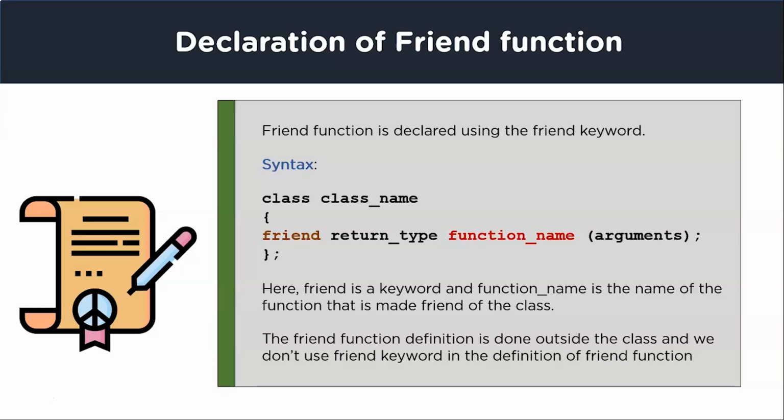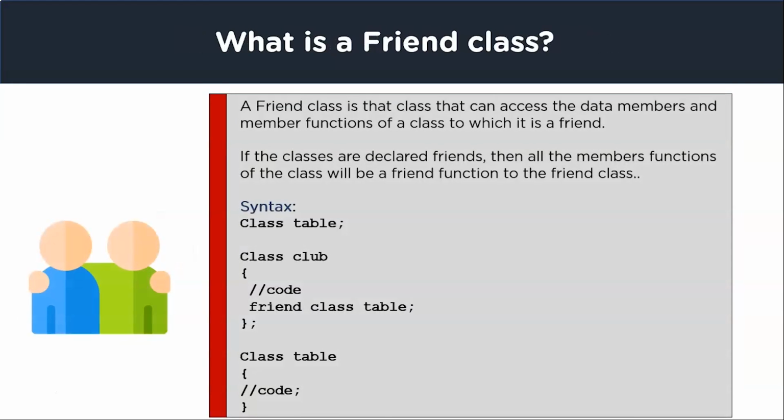Now, coming to the next topic, that is, what is a friend class? Exactly like a friend function, a class can also be a friend of another class. A friend class is that class that can access the data members and member functions of a class to which it is a friend. We need to pass the objects of the class to a member function of the friend class if we want to access those private and protected members. Also, if the classes are declared friends, then all the member functions of the class will be a friend function to the friend class.